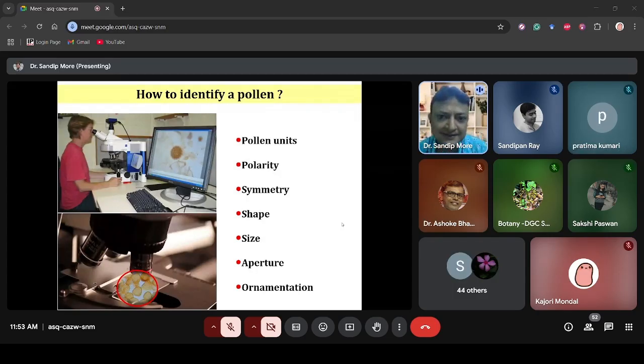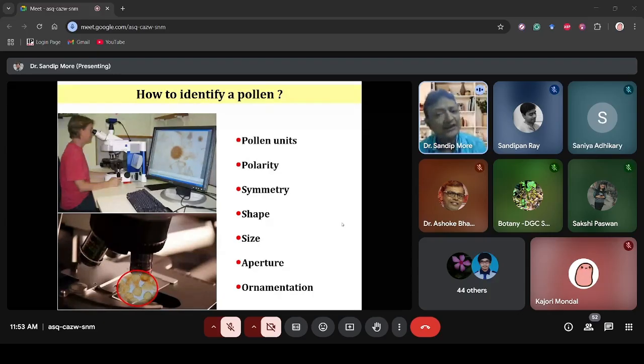What are the characters? Pollen unit, pollen polarity, symmetry, shape, size, aperture, ornamentations. So there are 7 characteristics. As I have very less time, I am not going to the details of the pollen characters because this is not today's context. I would just tell you the story of the applications. So these are the characters that we have to study and we have to get expertise on.